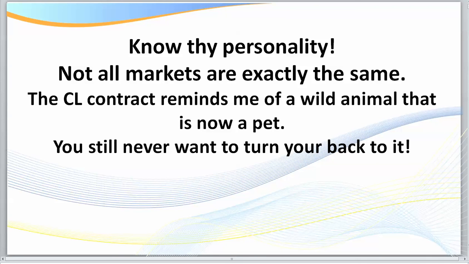Now, know thy personality. Not all markets are exactly the same. Now with the CL, it reminds me of a wild animal that is now a pet. Okay, it may be a pet, you may be able to cuddle it, pat it, and whatever, but you still never want to turn your back on it. And oil is very much like that.